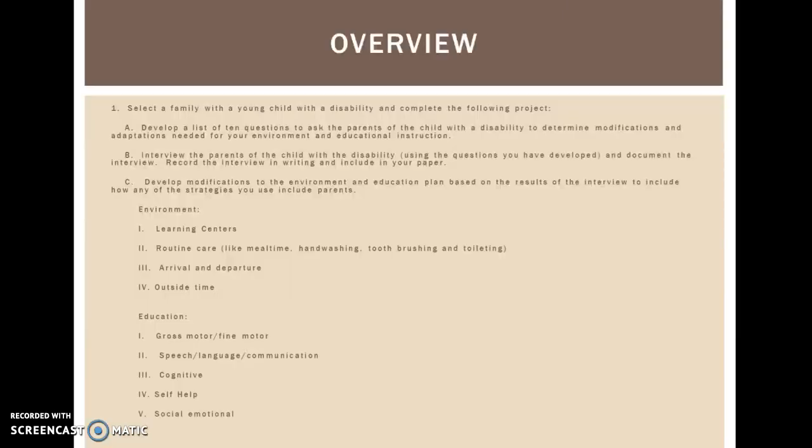Okay, so the overview of this project number 1 is to select a family with a child with a disability and complete a project with them. The point of this is to gather information from the family, from the parents, about the child, about their likes and dislikes and things that they can do well and things that they have challenges with, and come up with some modifications that might need to happen in the environment, and also an education plan based on some developmental domains that need to be addressed for this child.